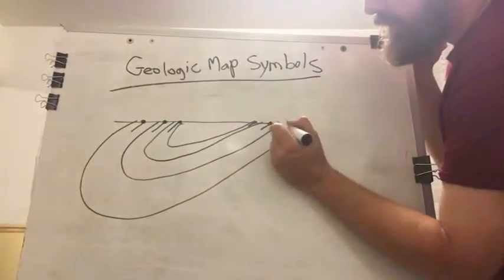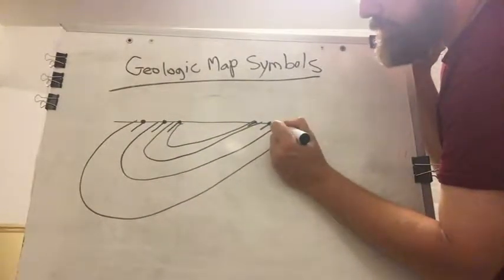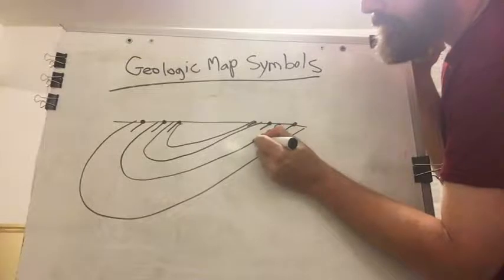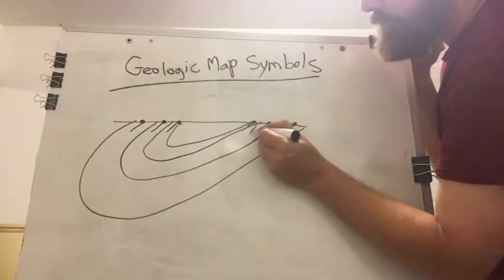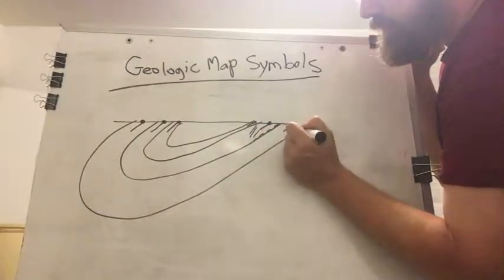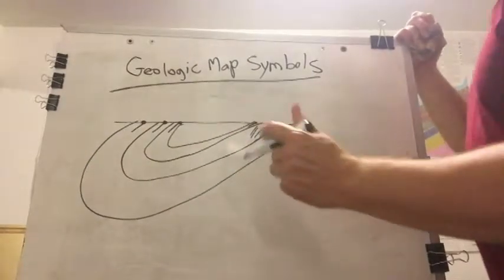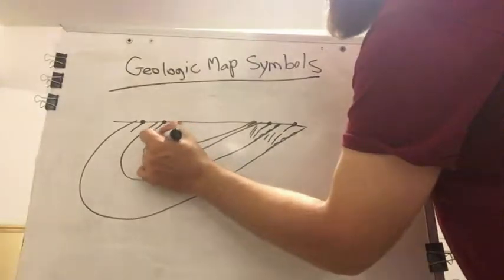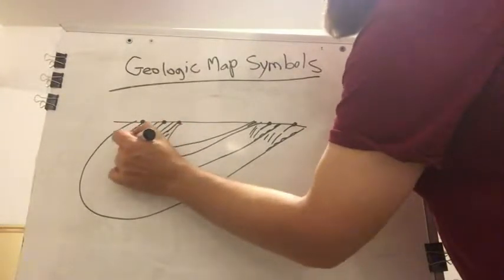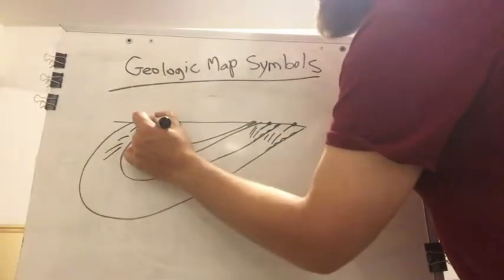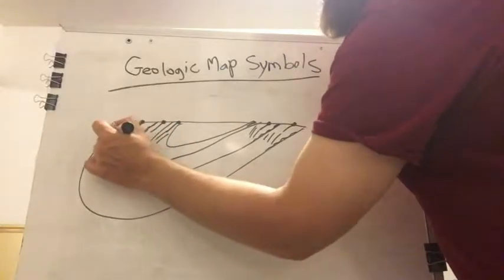Say you have, now this isn't the natural symbol, but say you have ripple marks here. All right, and you have cross beds here. You have ripple marks here, cross beds here along your plane. Now on this side, you have a very similar thing. You have cross beds and you have your ripple marks.